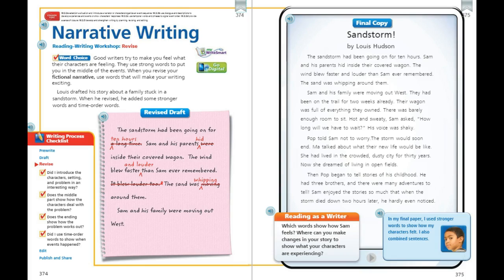Lewis drafted a story about a family stuck in a sandstorm. When he revised, he added some stronger words and time order words. Let's look. The sandstorm had been going on for a long time. Okay, here he revised a long time to make it 10 hours. Okay, this not only is a time order word, but it's also a stronger set of words that gives us an idea of time.